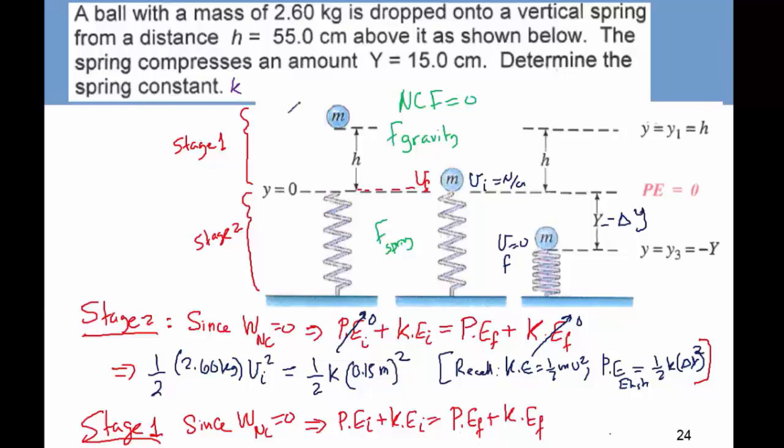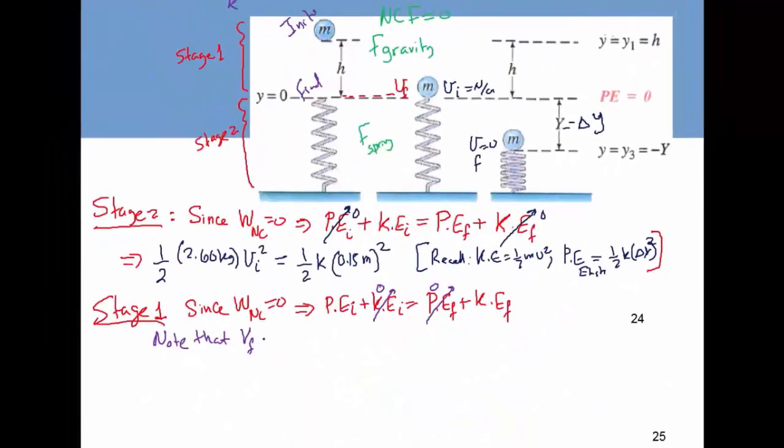Now note here that this is the initial condition for stage 1, and this is the final condition for stage 1. Initially, the object is dropped from rest, so the kinetic energy is 0. Now in the final condition, it will reach 0 height, so the final potential energy is 0. And now we can go ahead and plug the numbers. The final velocity of stage 1 is the initial velocity for stage 2. So we're going to solve for V final here for stage 1.